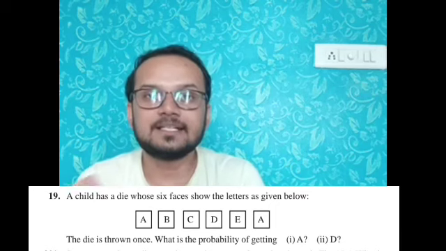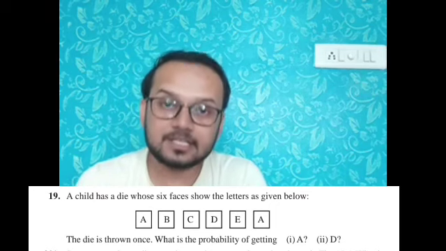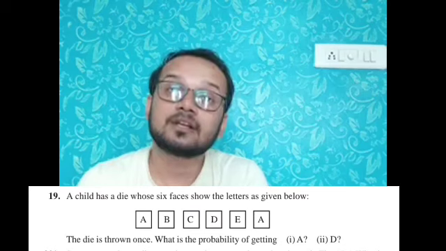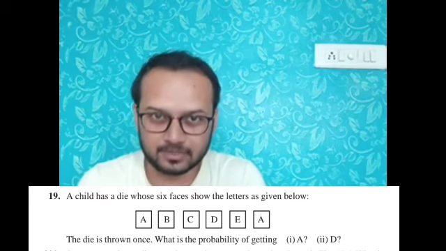The second question is the probability of getting D. Now see here, D is there one time only. Number of chances for D upon total number of chances. D is there one time, therefore the answer will be 1 by 6.